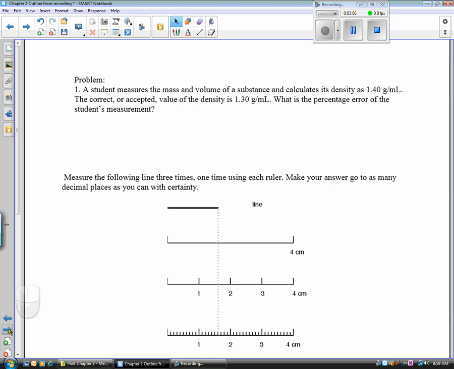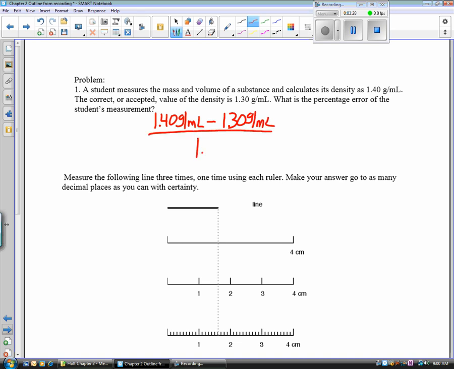Here's a problem. A student measures the mass and volume of a substance and calculates its density as 1.4 grams per milliliter. The correct or accepted value of the density should be 1.3 grams per milliliter. What's the percent error? So they got 1.40. That's their lab number. They should have got 1.30. That's the accepted or theoretical over the 1.30 times 100. So we take what they got in lab minus what they should have gotten over what they should have gotten times 100, and we get 7.69% error. They're almost 8% wrong.